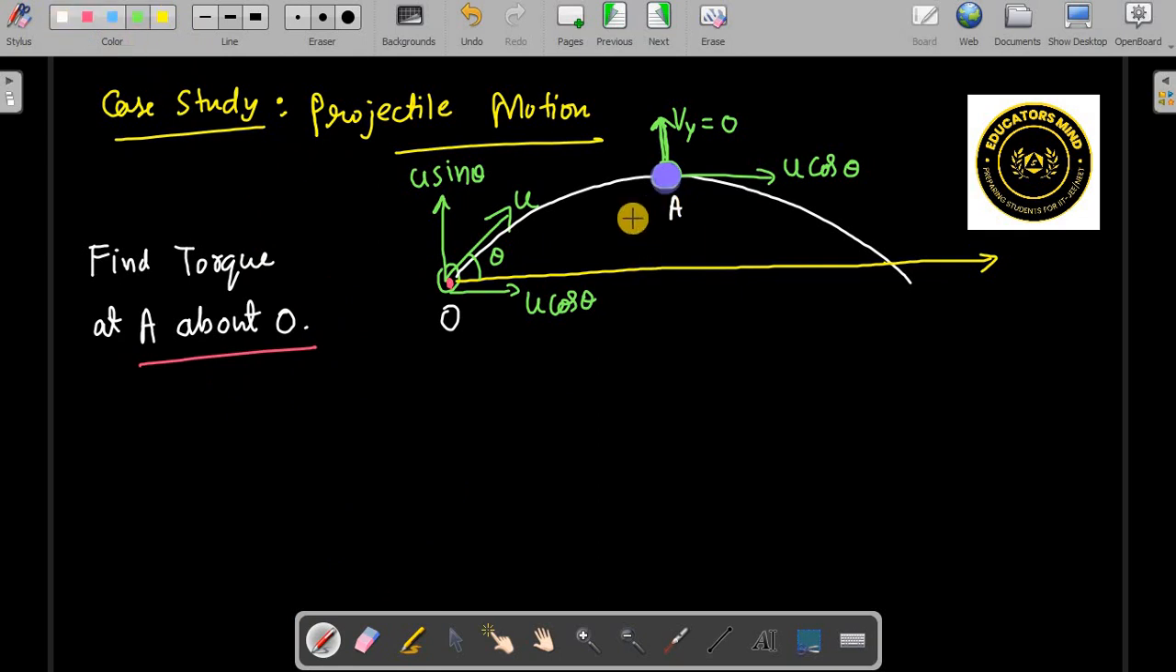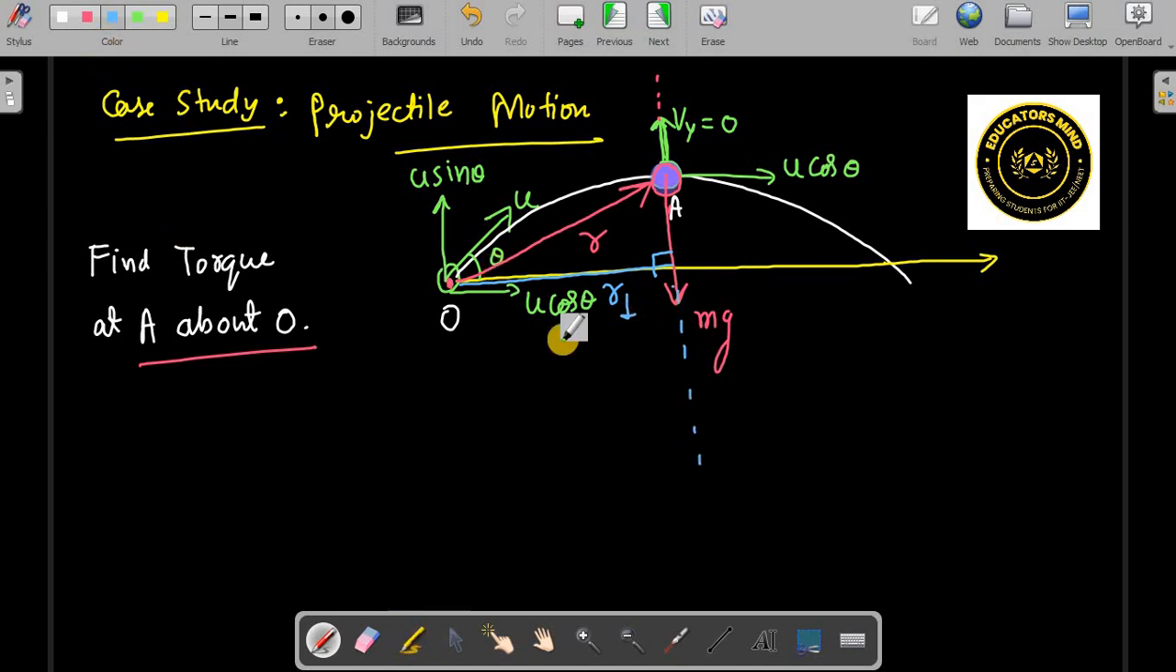So what do you do? First of all, you need to think what is the force acting. Assume that no friction is there, only mg is acting. Now this is the mg, and if you join, this will be the r vector. So how to calculate torque? You have to take the cross product. Either you can take r perpendicular into force or force into r perpendicular, but here the best approach is to resolve r, so r perpendicular into force. This is r perpendicular.